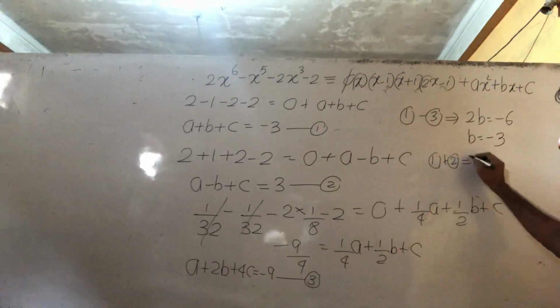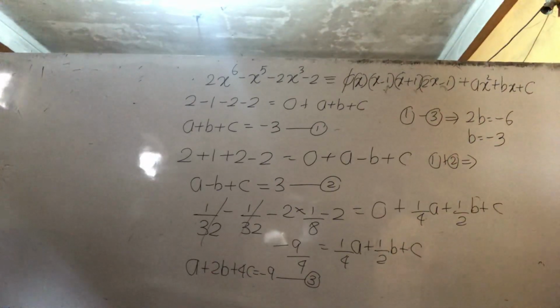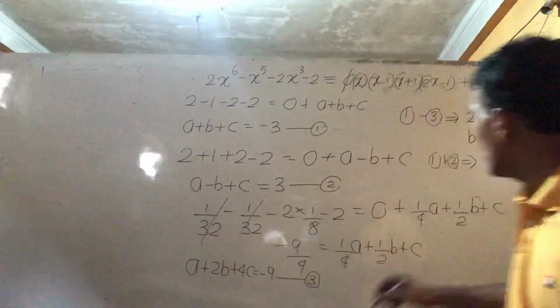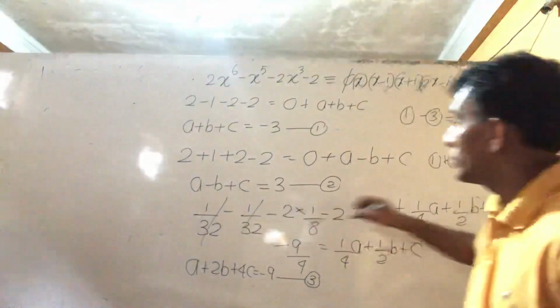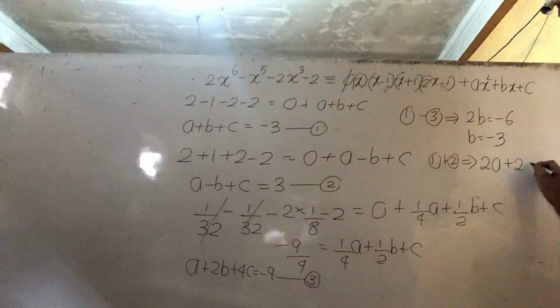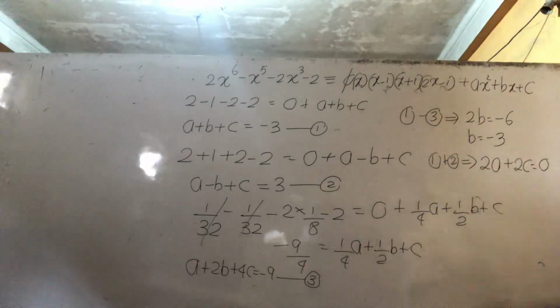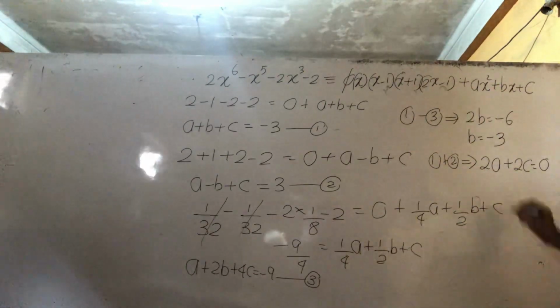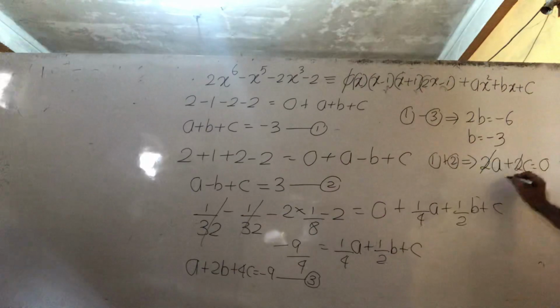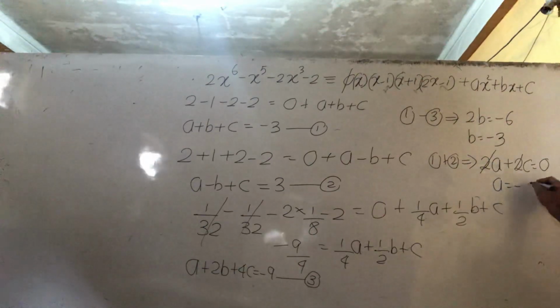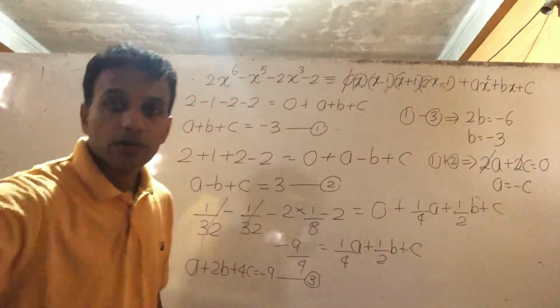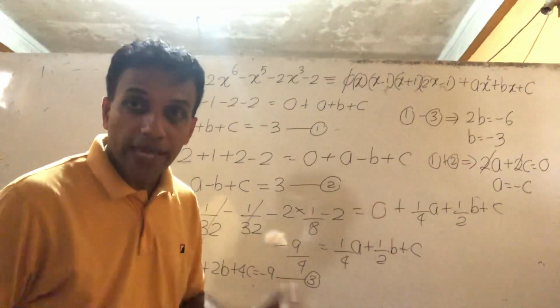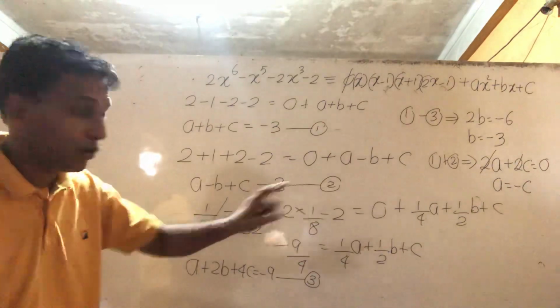There are various methods of solving, right? I add the 1 and 2. What happened? 2A, B cancels, 2C equal to 0. Here equal to 0. Therefore cut the 2. What is A equal? Minus C. A equal minus C. So if you know the A value, you know the C value, right?